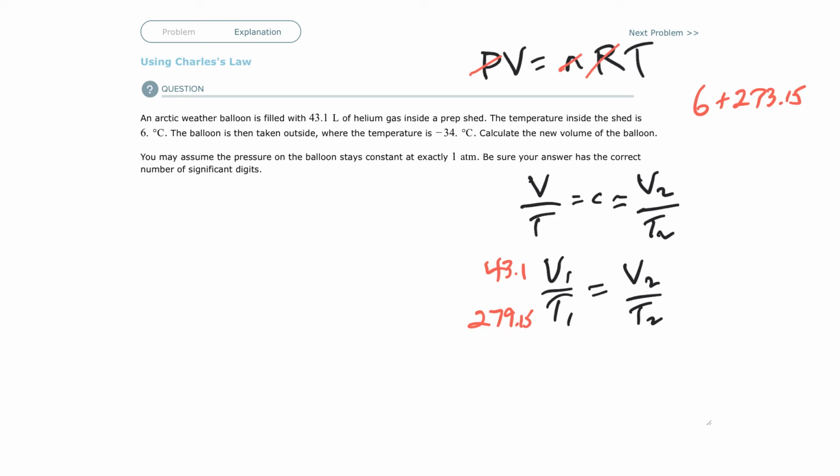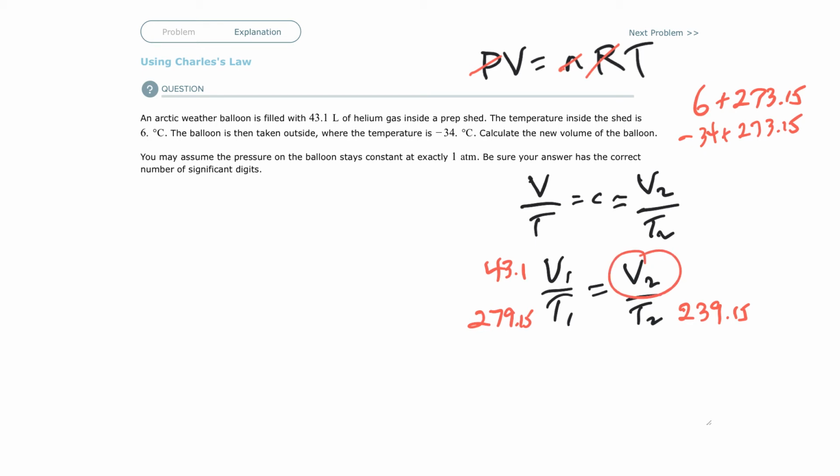And then they're going to give you either a new volume or a new temperature. So it says the balloon's taken outside where the temperature is negative 34. So I have negative 34 plus 273.15. This is going to be 239.15, and then they're asking you to solve for V2.